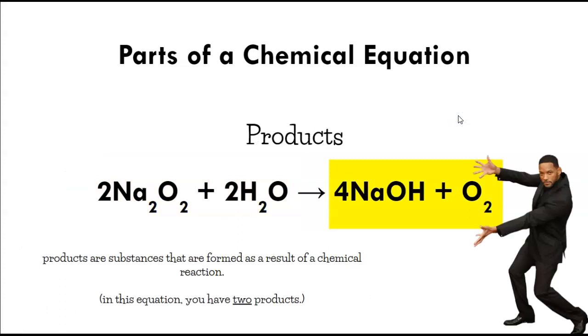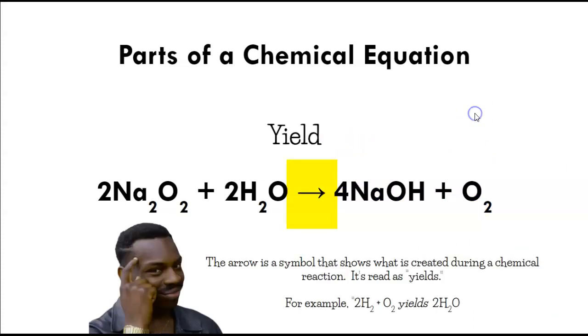On the right side of the equation, it's the products. The products are what is formed as a result of the chemical change. When you combine baking soda and vinegar, you don't have baking soda and vinegar at the end. You have water and some other things. So the products show us the formulas of the new substances.